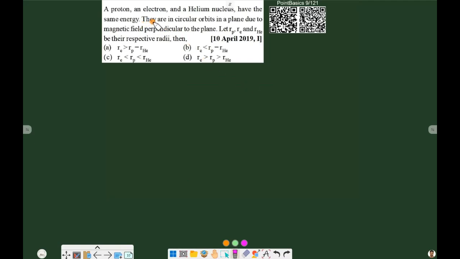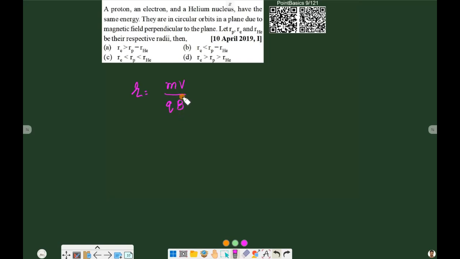A proton, an electron, and a helium nucleus have the same energy. They have circular orbits in a plane due to a magnetic field perpendicular to the plane. Their radii are rp, re, rhe, the respective radii. So we have to compare the ratio of their radii, and we know the formula for radius in a magnetic field: R is equal to mv by qB.